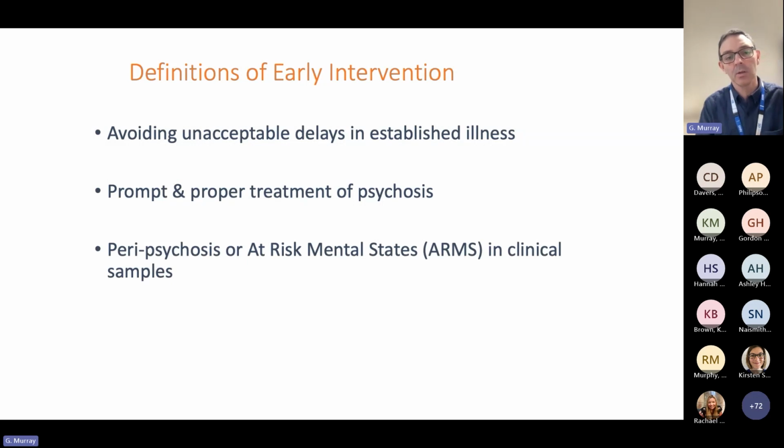Those first two are the ones that the English healthcare system has really focused on. As you know, there's the peripsychosis, the at-risk mental state in clinical samples, playing an increasingly important part in the NHS, but certainly it hasn't been prioritized like the first two aspects. And then there are ongoing aspirations of what we can do before psychosis, and that hasn't really been a focus in the NHS.